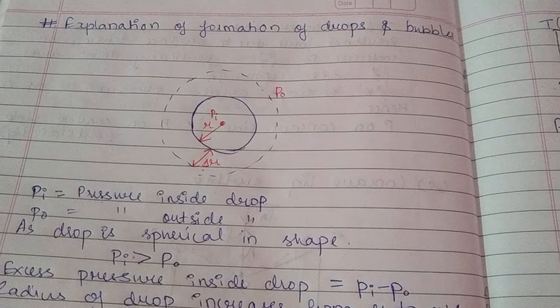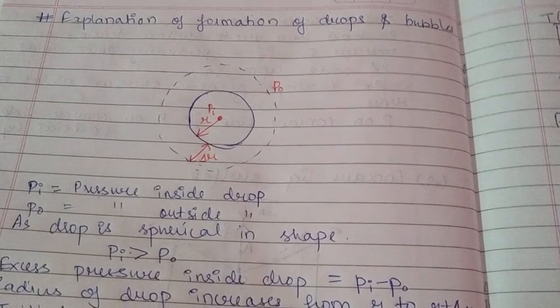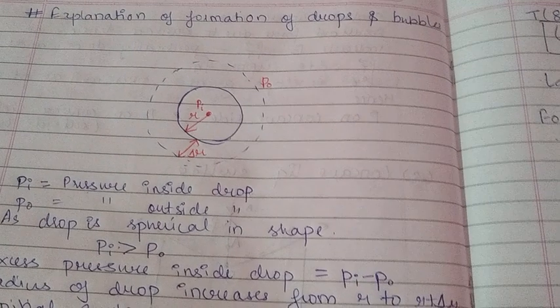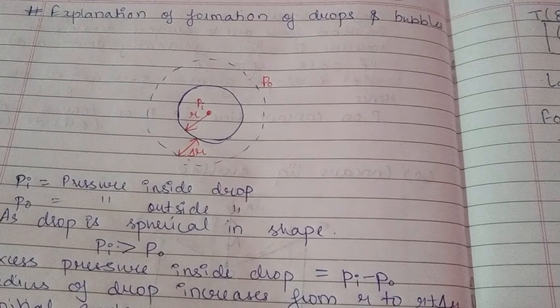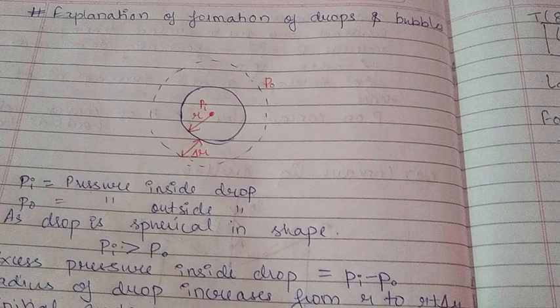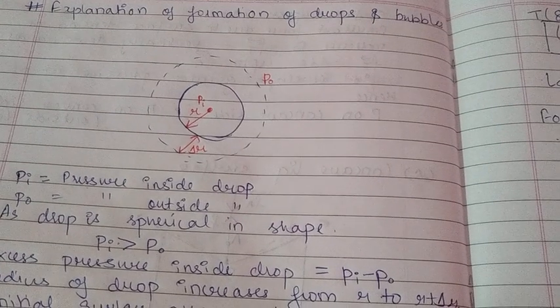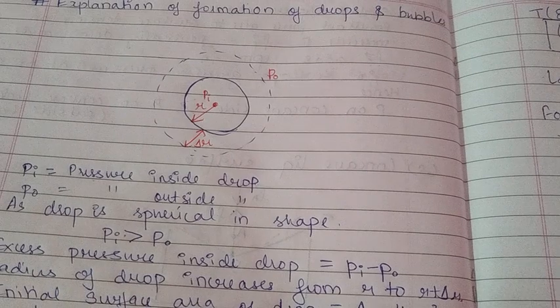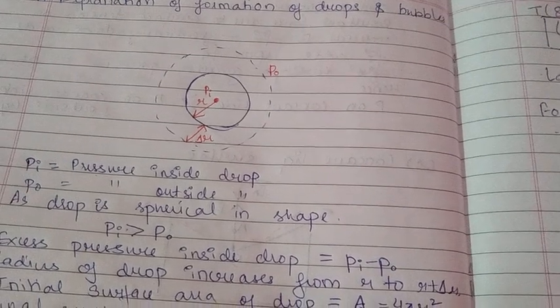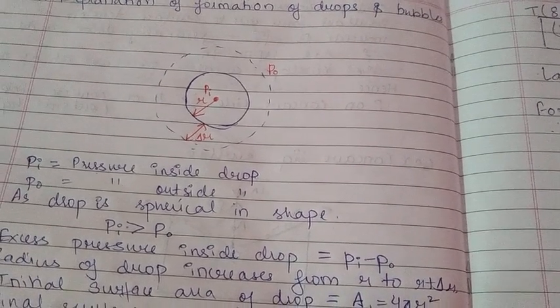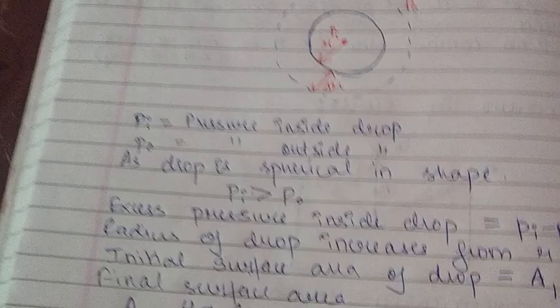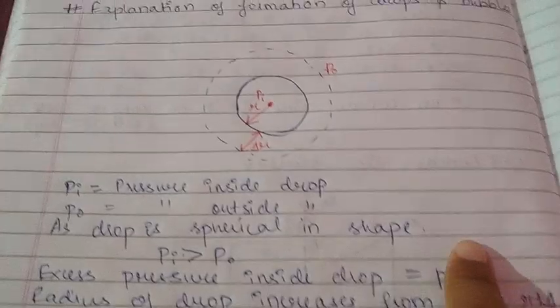Now a bubble or a drop, if you consider, does not collapse, and the reason behind that is that the resultant of the external pressure and the force of surface tension is less than the pressure inside the bubble. As the resultant of these two is less than the pressure inside the bubble, it does not collapse. Now we can see this with an example.